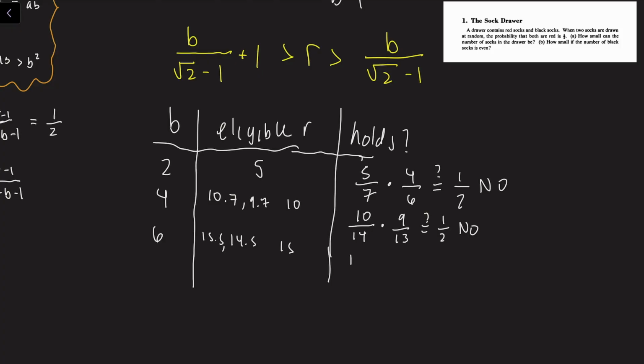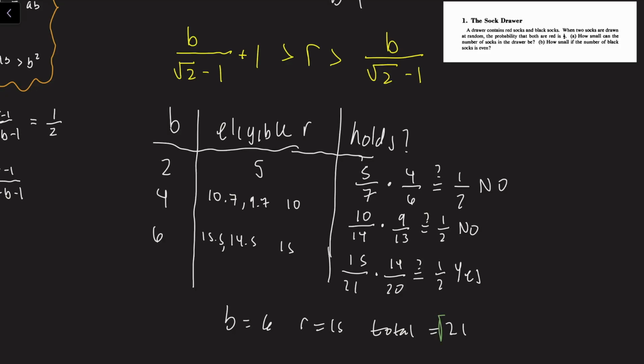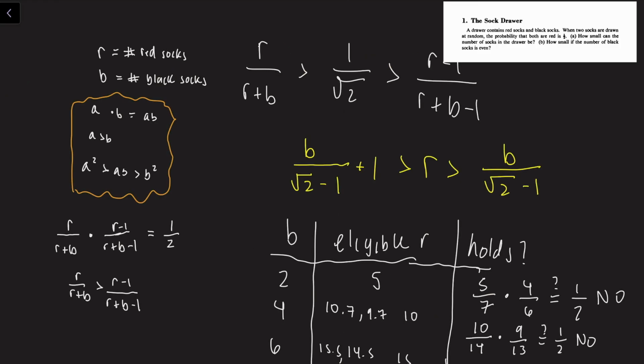Let's check. So we're going to get 15 over 21, that's 14 over 20. Does this equal 1/2? Yes, it does. What this tells us is that b is 6, r is 15. So the total number would be 21.